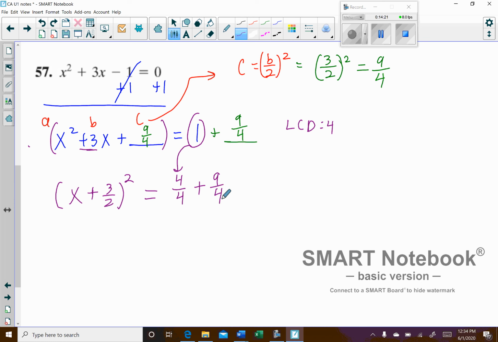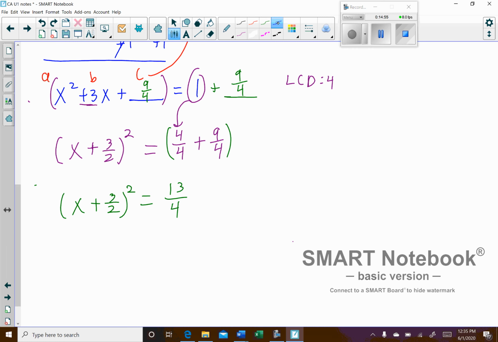And I know I'm going kind of fast, so if you need to, pause and rewind, and make sure you grasp what I did on the left side here. I was more or less just following a pattern that had been developed with these. Now I can combine these right here because I have a common denominator. So let's have x plus 3 over 2 squared equals, and this is going to add up to 13 over 4. Then I'm going to go ahead and square root. Got to put plus minus right there.